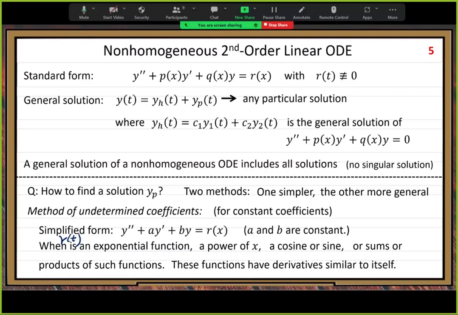Why does this method work for these functions? Because of this property: these functions have derivatives similar to themselves. The exponential function's derivative is similar to itself. The power function's derivative is also a power function but of lower order. The sine and cosine derivative is also sine or cosine, just switched, the same type, with the angle shifted a little bit. So then we can apply this simple method.